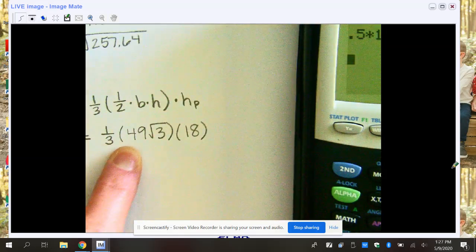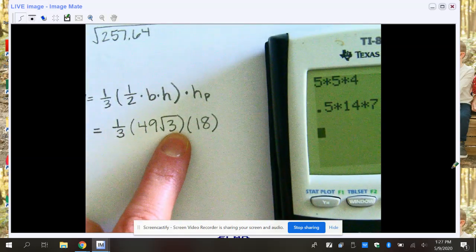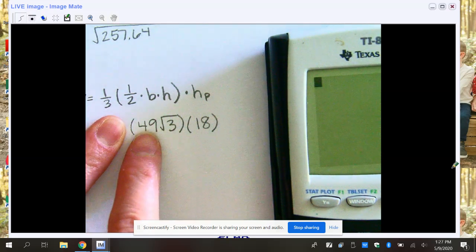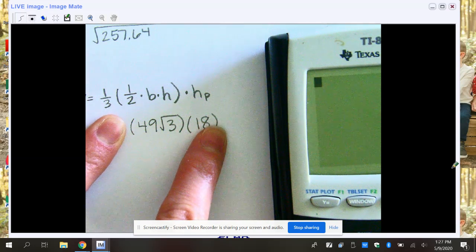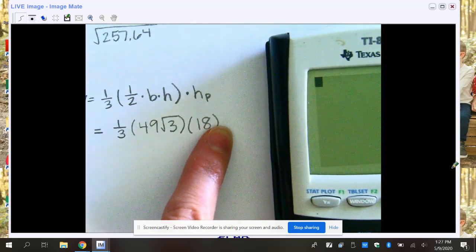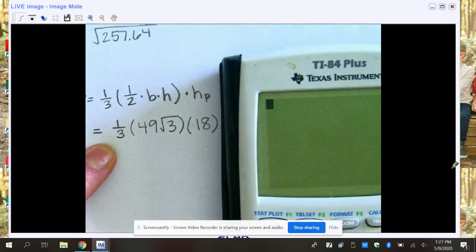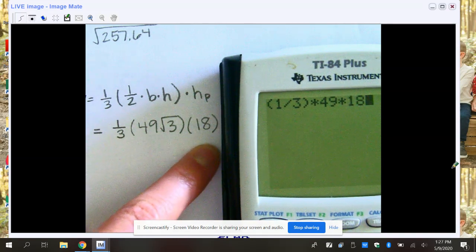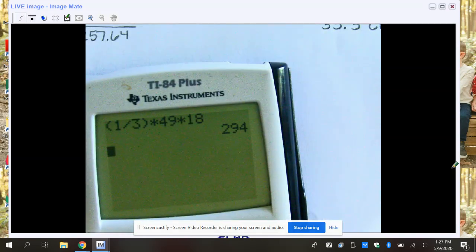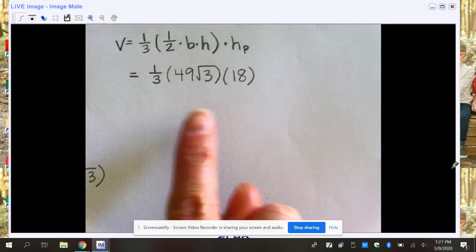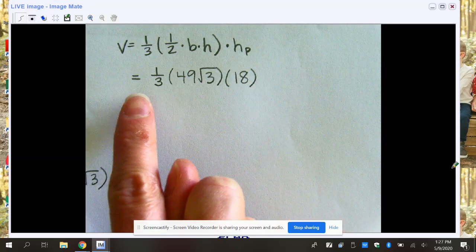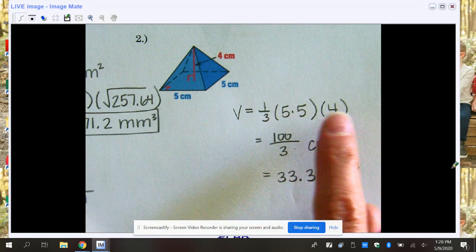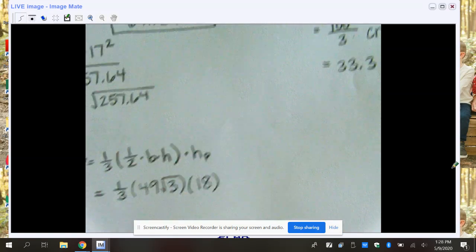I'm going to multiply all of the non-radicals together, see if I get a whole number. If I don't, then I'll just multiply the 49 and the 18, put that over 3, and then tack on the radical 3 at the end. Okay, so parentheses 1/3 times 49 times 18, we get a whole number. And you can tell actually too, since 18 is divisible by 3, it's going to work out. 25 is not divisible by 3, 4 is not divisible by 3, so that's why that one doesn't work.